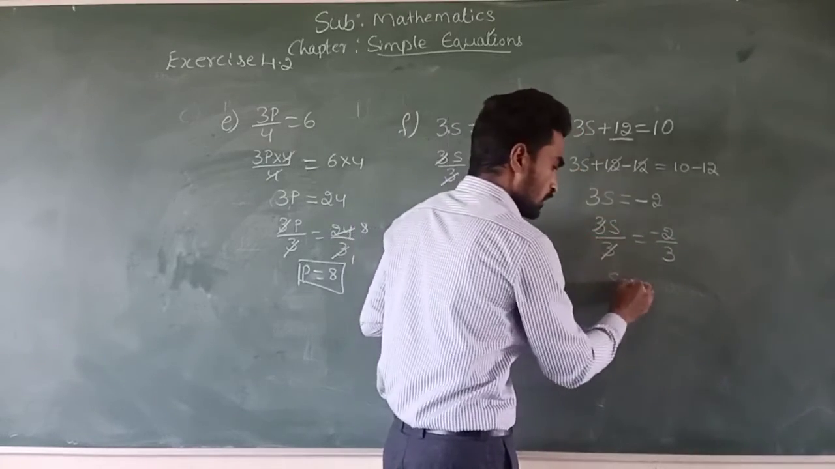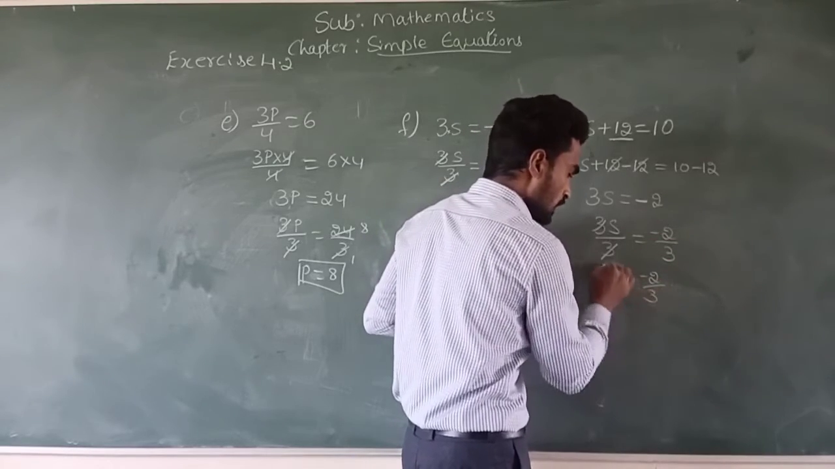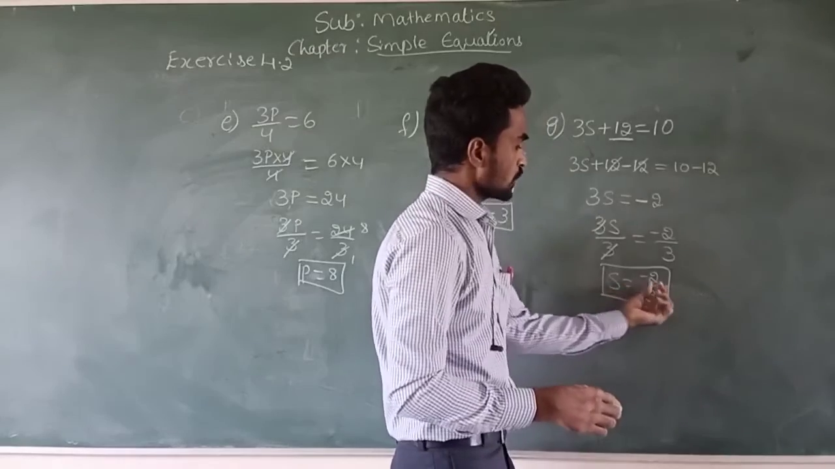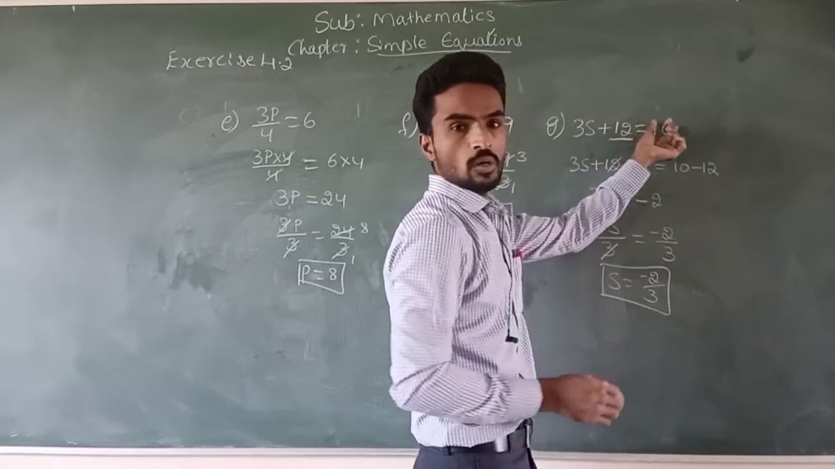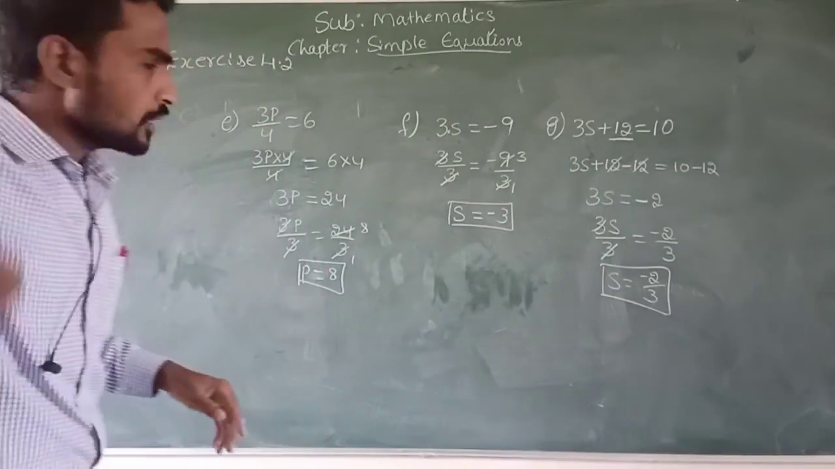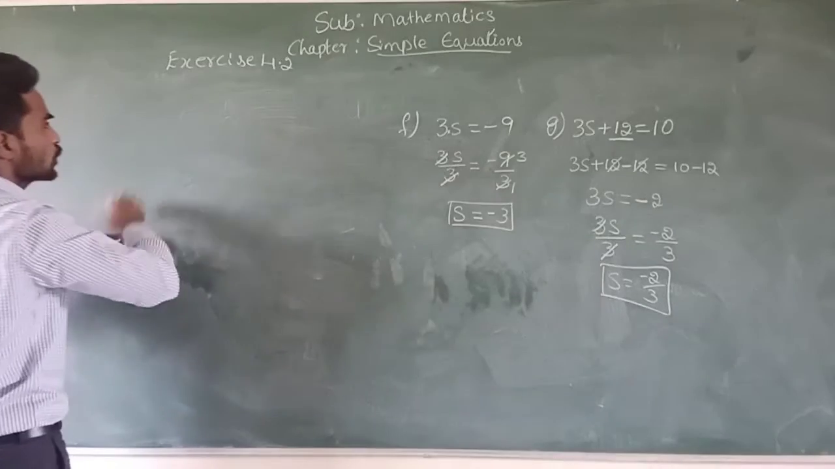The 3s cancel out. The remaining term is s. s is equal to minus 2 by 3. s is equal to minus 2 by 3 is the solution of the given equation: 3s plus 12 is equal to 10. Now we are going to solve sub question H.